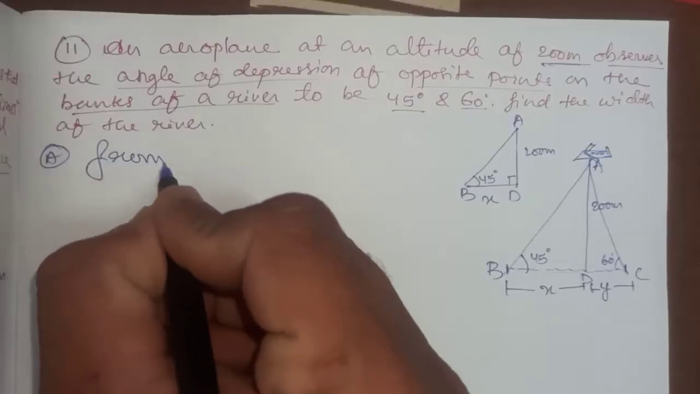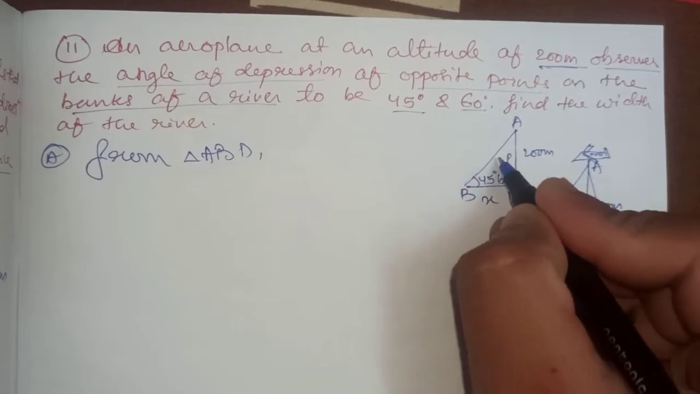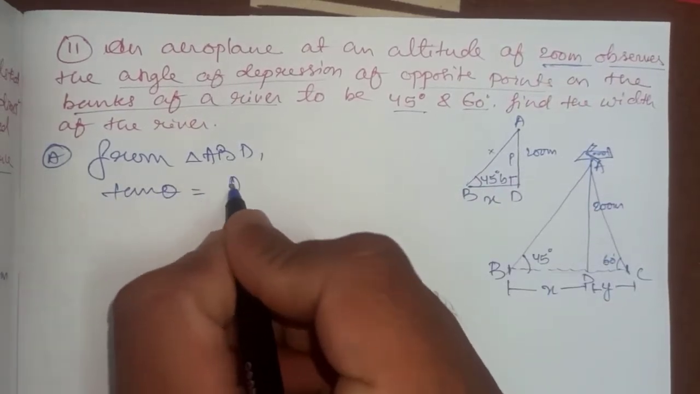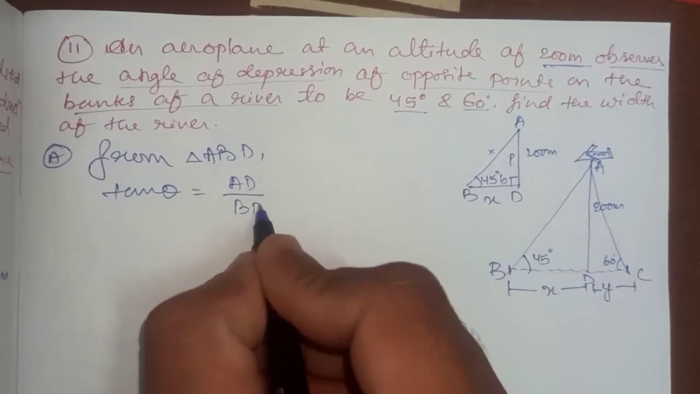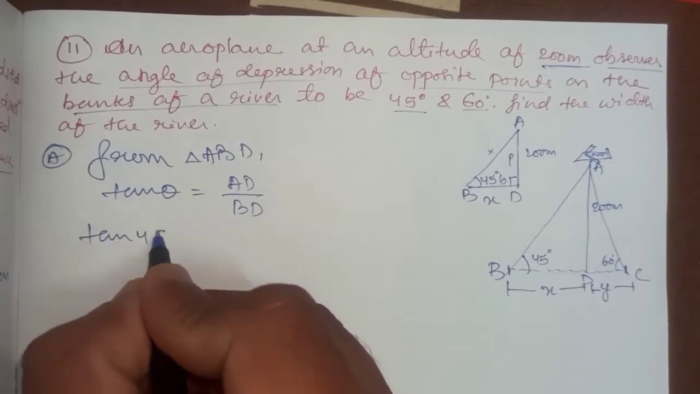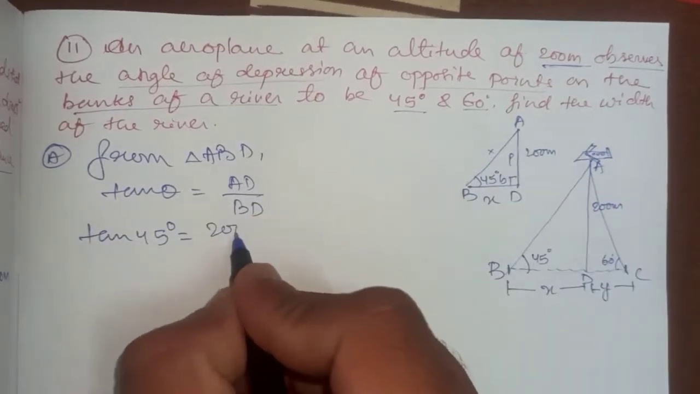From triangle ABD we will take perpendicular by base. No need of taking hypotenuse. So tan theta equals AD by BD, that is perpendicular by base. Okay, so tan theta, theta is how much? Theta is 45 degrees. AD we have 200 meter.